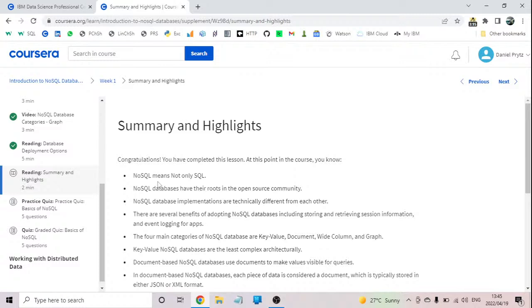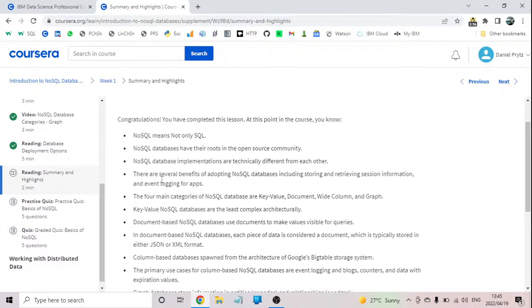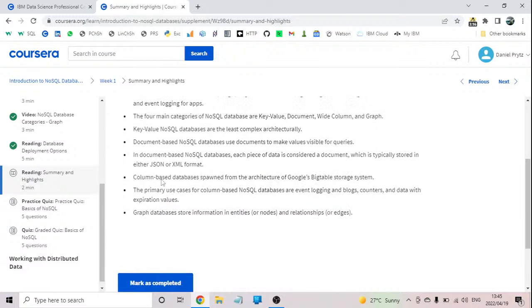Course 10, week 1, module 1. We're about to switch to module 2 very soon. Okay. NoSQL databases have their roots in the open source community. Okay, where were we? Sorry, key value NoSQL databases are the least complex architecturally.